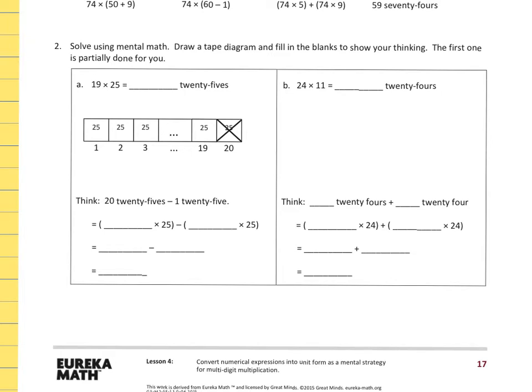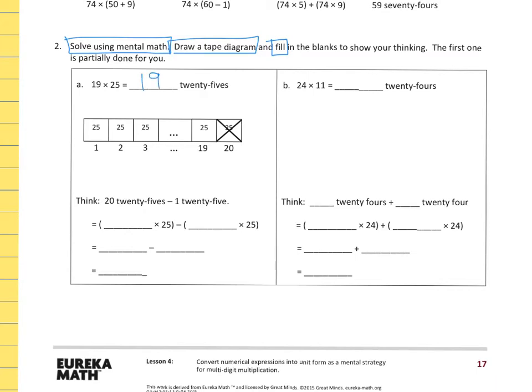We're going to be solving using mental math. They want us to draw a tape diagram, and they want us to fill in the blanks to show our thinking. The first one is partially done for us, so we're actually going to finish it off. So notice that we have 19 times 25. Here's our numerical expression. They want us to change it into unit form. So how many 25s do we have? Well, we have 19 25s.